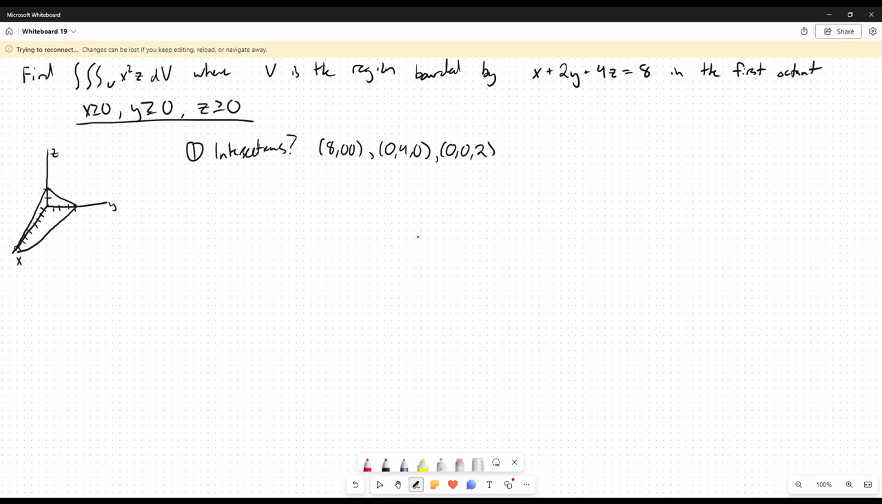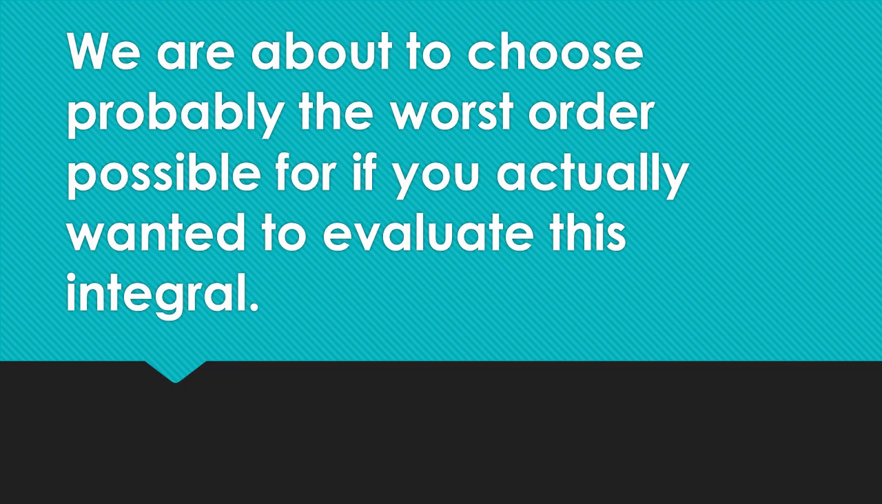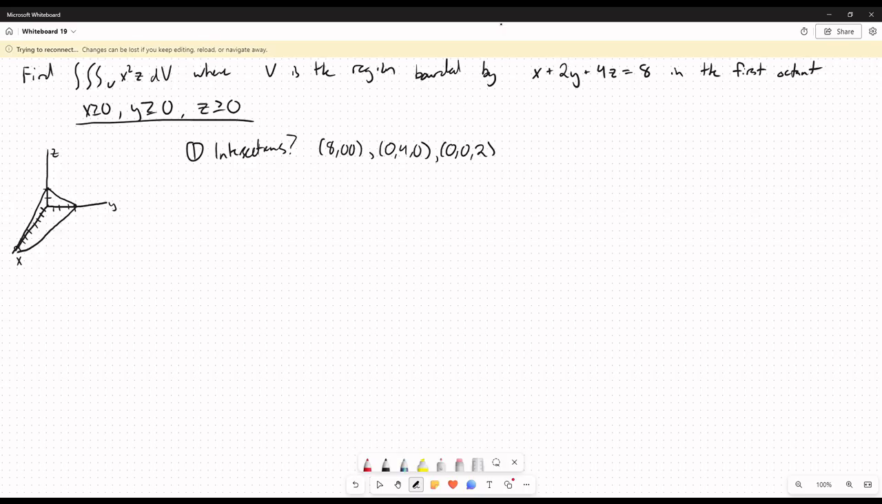How we consider these intersections is really going to depend on what direction we want to start in. We've been typically starting with z because that's kind of the most natural to do, but we could just as easily start with maybe x. And one reason I might choose x is that it would be really easy to solve this for x. I could rewrite this as x equals 8 minus 2y minus 4z.